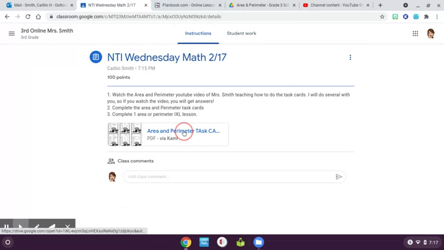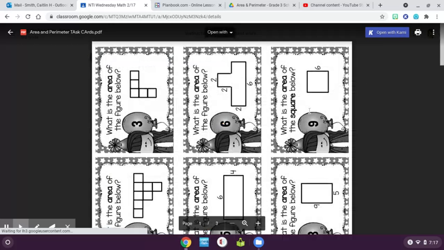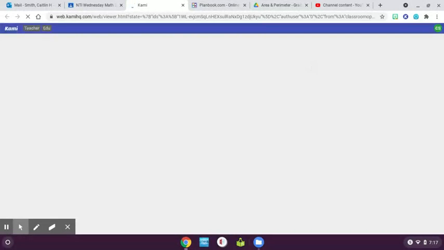If it is open and it's turned sideways, I want to show you how you can rotate it in Kami. I'm not sure if it'll be sideways for you or not. Yes, it is. Okay, so it's sideways. So I'm going to go ahead and open with Kami. And then once you're in Kami, there's a rotate option. I've done it before. I'm not exactly sure where it is, but I know it's in here, and I'm going to find it once it gets loaded.